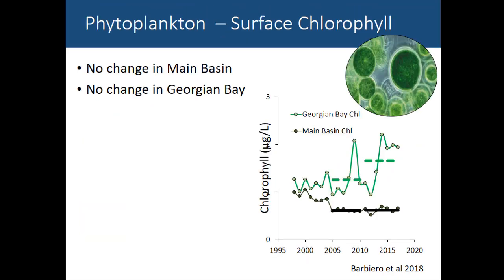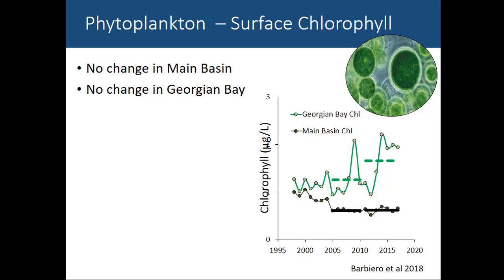So let's now go to the phytoplankton. Phytoplankton have various ways of being measured. One way we've done it is with satellites. Barry Lesht, working with Rick and us, has looked at all the satellite data and come up with various results, both for Georgian Bay and for the main lake.